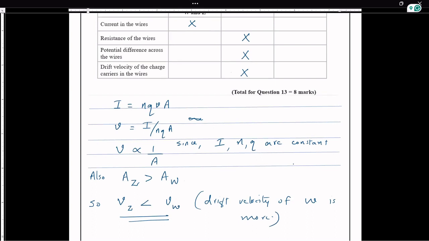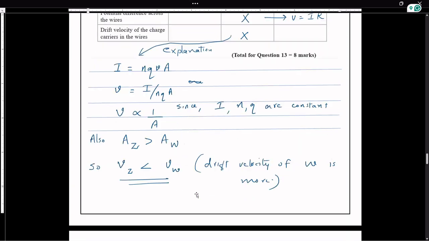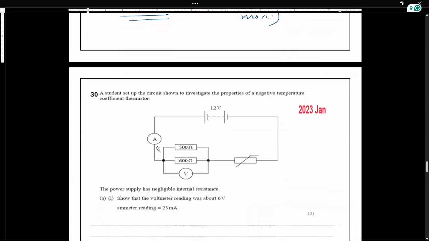For this step, this is the explanation given. Other two parts are easy, resistance and potential difference. For the potential difference, we get V equals IR using that. Okay, let us move on to the next question.